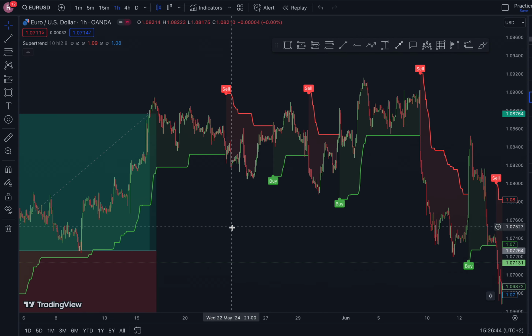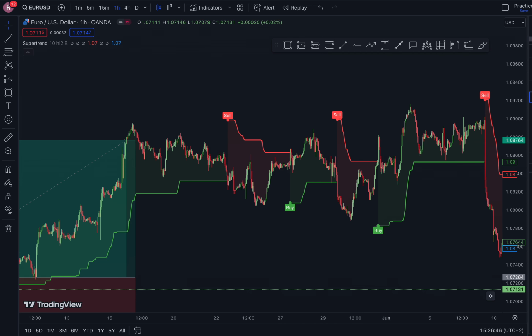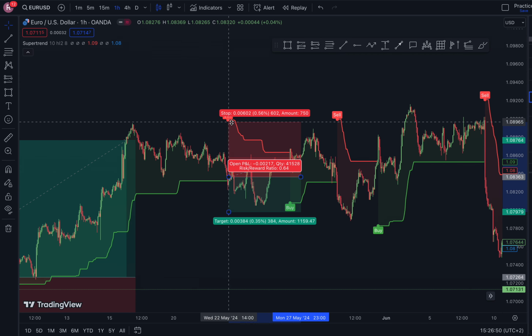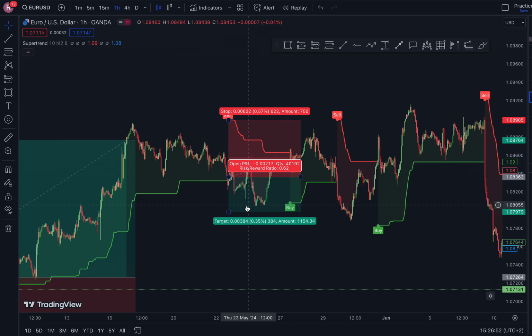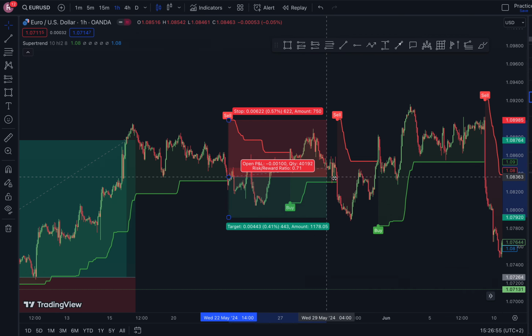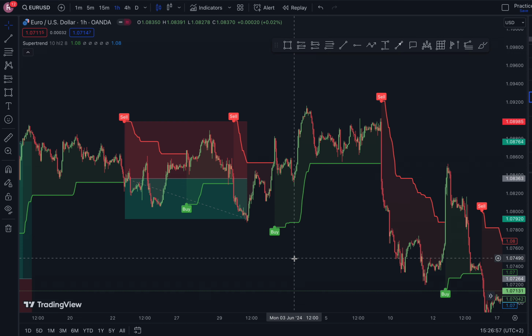Let's keep going. You can see we had a nice sell here. Stop loss over the high. That's just how it works. And we can see we had a small win. That was a small win right there.